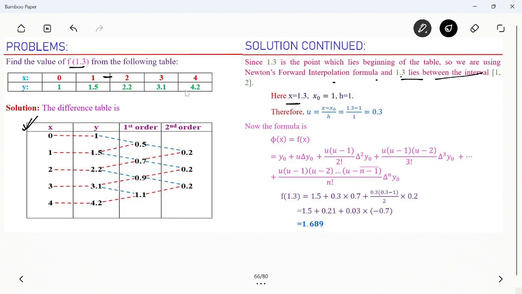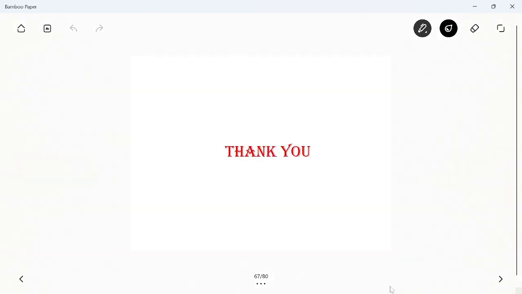So what we are doing? X equals 1.3, therefore x0 equals 1 and h equals 1. Therefore u equals (x minus x0) by h. X is 1.3, minus 1, by 1, that is 0.3. So now the formula is this. This is the forward difference formula. Now this is our x0. So y0 is 1.3, del square y0 is 0.7, del cube y0 is 0.2. So there is a slight difference from the previous one. Then after simplifying, we are getting this answer. So this is Newton's forward interpolation formula up to this.